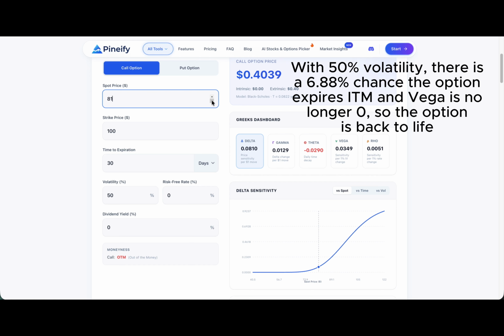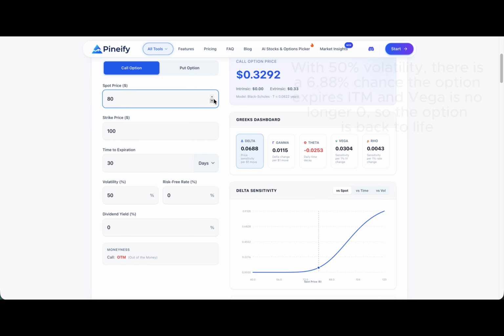Now, this is also a bit more because of all the other effects that we have in here. But you see here that the changes in the stock price make the option move.